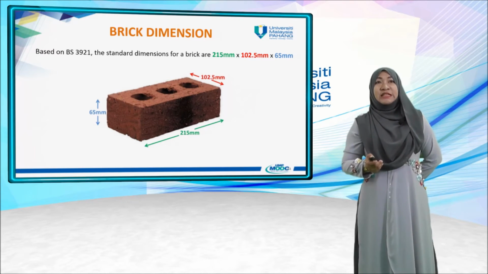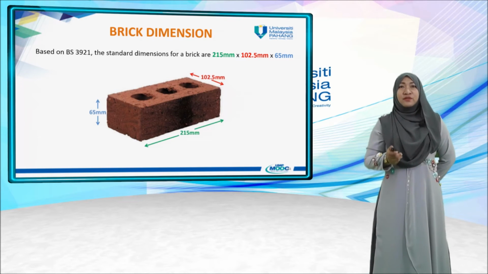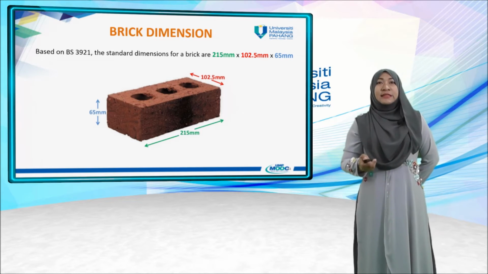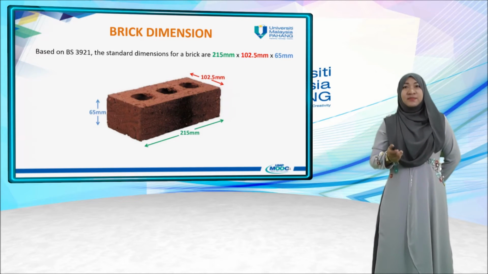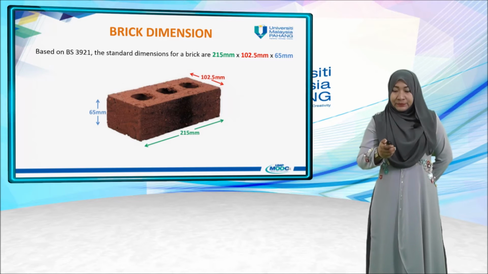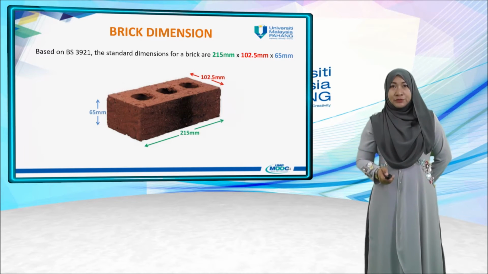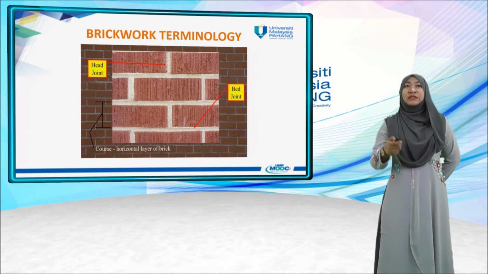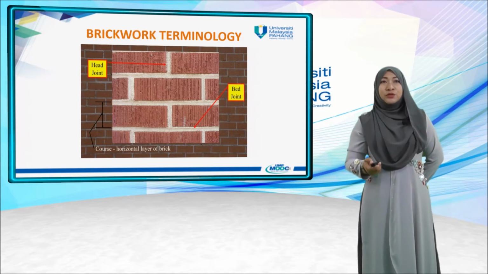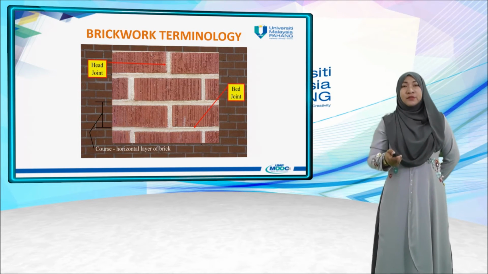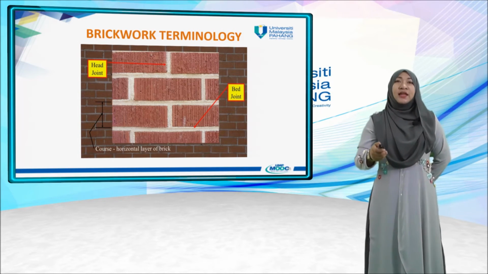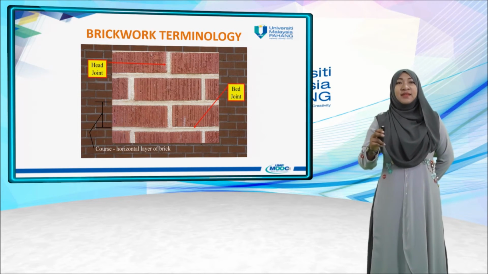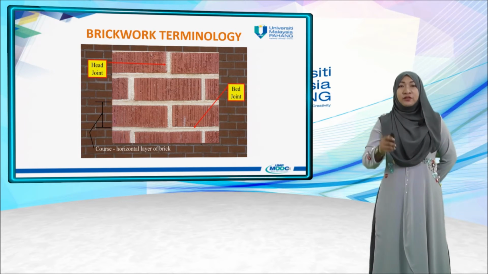And then the brick dimension. Based on BS 3921, the standard dimensions for a brick are 250 mm times 102.5 mm times 65 mm, as shown in the photo. And then we should know about the brick terminology. The photo shows the top of the brick is the head joint, and the bottom of the brick is the bed joint. And also you can see the layer of the brick.